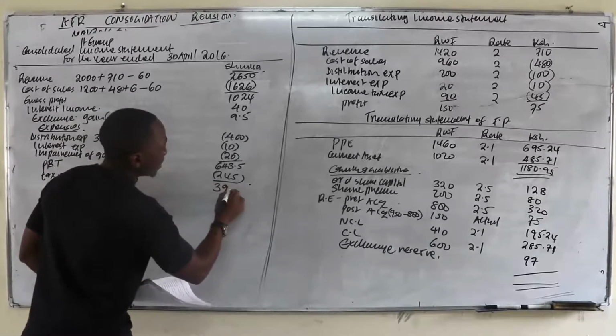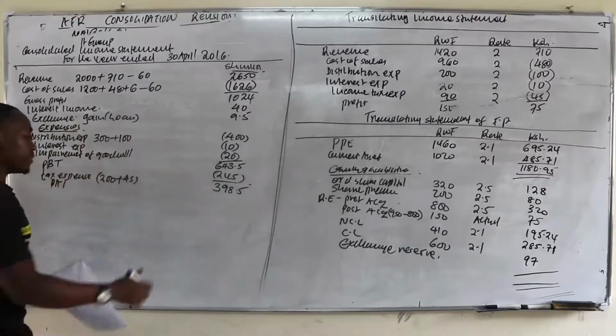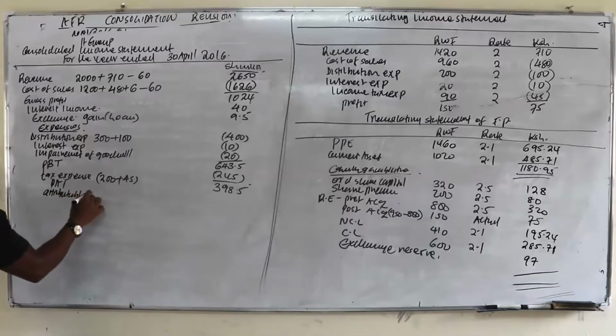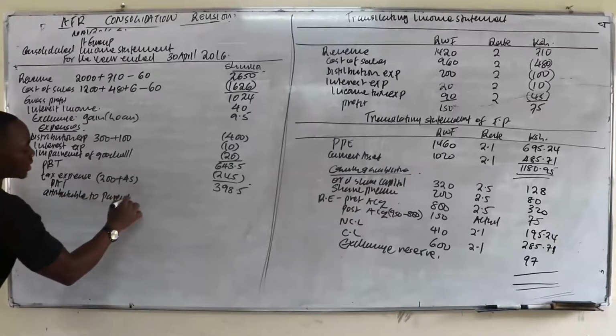98. 98.5. Then you can show attributable to parent and NCI.